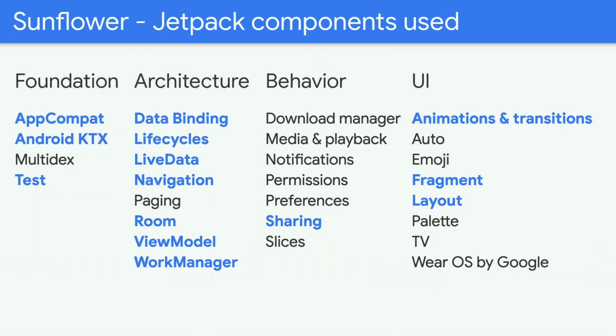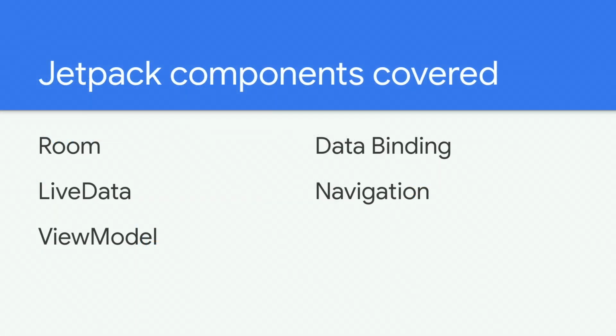Now, going back to the list of Jetpack components, here are the ones highlighted in blue that Sunflower currently uses. We'll focus on a subset of these for the rest of the talk, namely Room, LiveData, ViewModel, Data Binding, and Navigation. Now, let's take a look at some code.